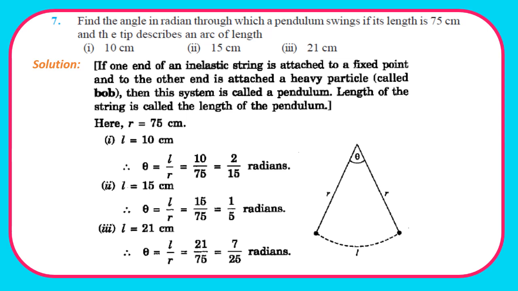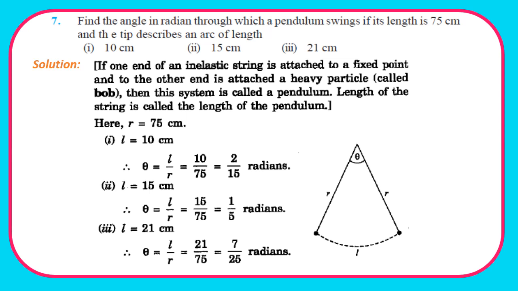Next is question number 7. Find the angle in radian through which a pendulum swings if its length is 75 cm and the tip describes an arc of length 10 cm, 15 cm and 21 cm. Okay, so in the figure you can see that we have the radius r, angle theta radian, and length of arc L. Now L equals r theta, we know that, so theta is equal to L upon r. So simply putting the values of L and r, we get 10 upon 75, that is 2 upon 15 radian.